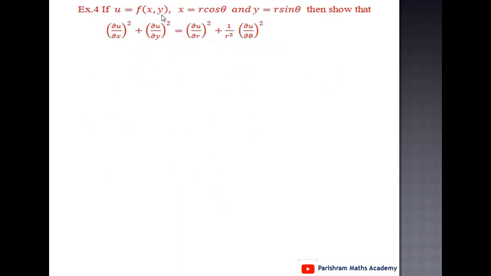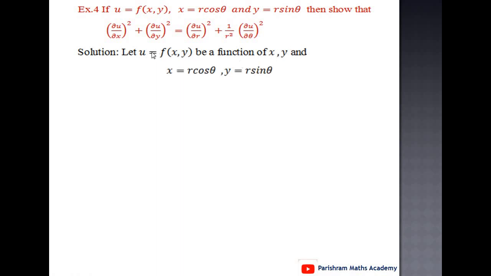Next, if u equal to f of x comma y, x equal to r cos theta, y equal to r sin theta, then show that (dou u by dou x) whole square plus (dou u by dou y) whole square equal to (dou u by dou r) whole square plus 1 upon r square into (dou u by dou theta) whole square.